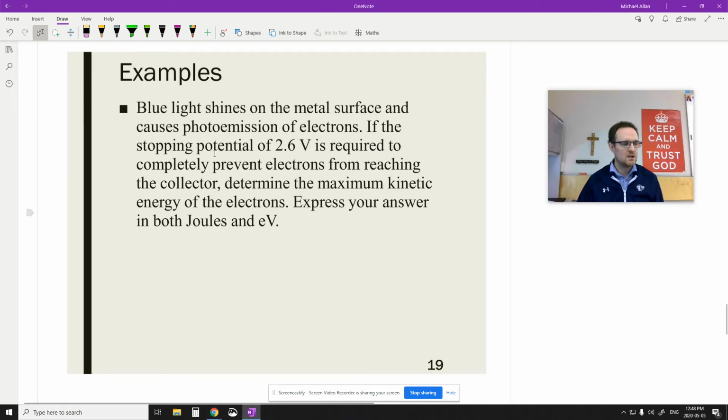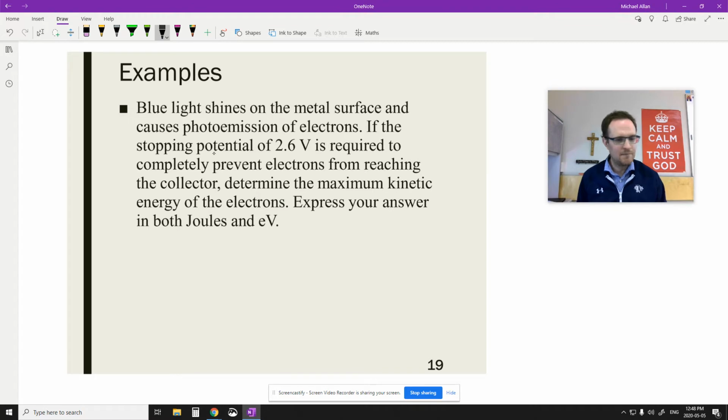Okay, so a couple of examples for this one here. Blue light shines on a metal surface, causes a photo emission of electrons. If a stopping potential, so a stopping voltage here, of 2.6 volts is required to completely prevent the electrons from reaching the collector, so the other plate on the other side, determine the maximum kinetic energy of these electrons. Okay, that's not too bad.